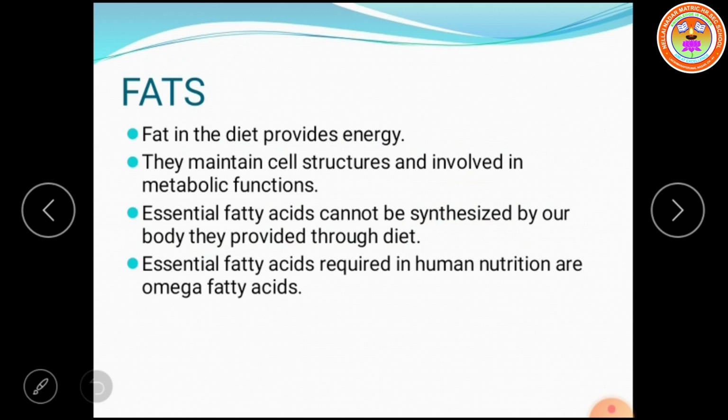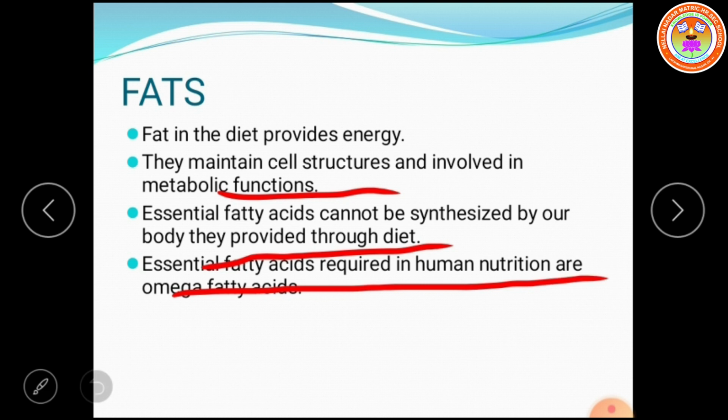Fats are essential to maintain the cell structure in living organisms and are involved in metabolic functions. Fats are derived in the form of fatty acids: essential fatty acids and non-essential fatty acids. Essential fatty acids cannot be synthesized by our body. They are provided by the diet. Nearly 60% of our brain is made up of essential fatty acids, children. Essential fatty acids are required in human nutrition.